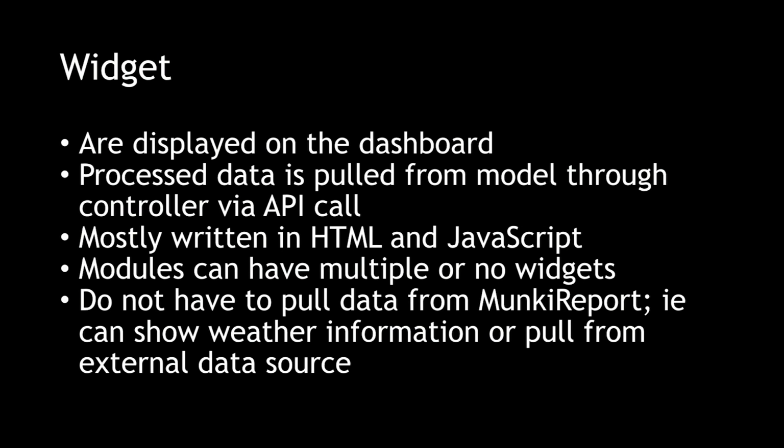Widgets are the fun little blocks of HTML and JavaScript that live on the dashboard. They display the data that is processed by the model and passed through the controller by an API call. Like listings and client tabs, a module can have one, many, or no widgets. And because of how widgets work, they can display data that is fully external to MunkiReport. This could be anything from a JavaScript-powered clock to a graph on another server or to an RSS feed on the local news station. This basically means that you can make MunkiReport your number one go-to dashboard for all the information that you could possibly want.